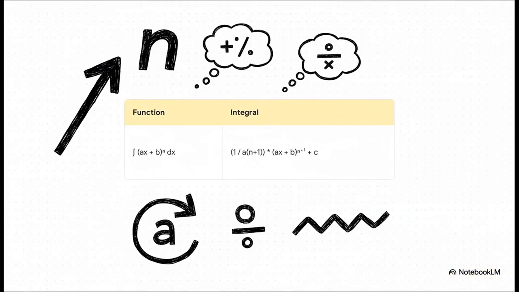So what happens if you've got something like 2x minus 1 all raised to the power of 5? Well, the process starts exactly the same as the power rule. Add 1 to the power, divide by that new power. But there's one tiny extra step. You also have to divide by a, which is the number in front of the x.